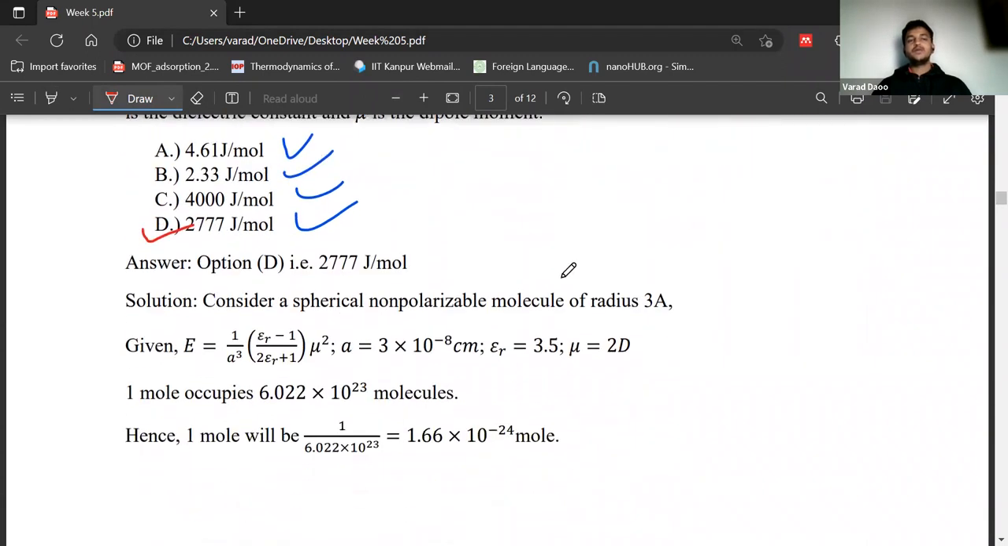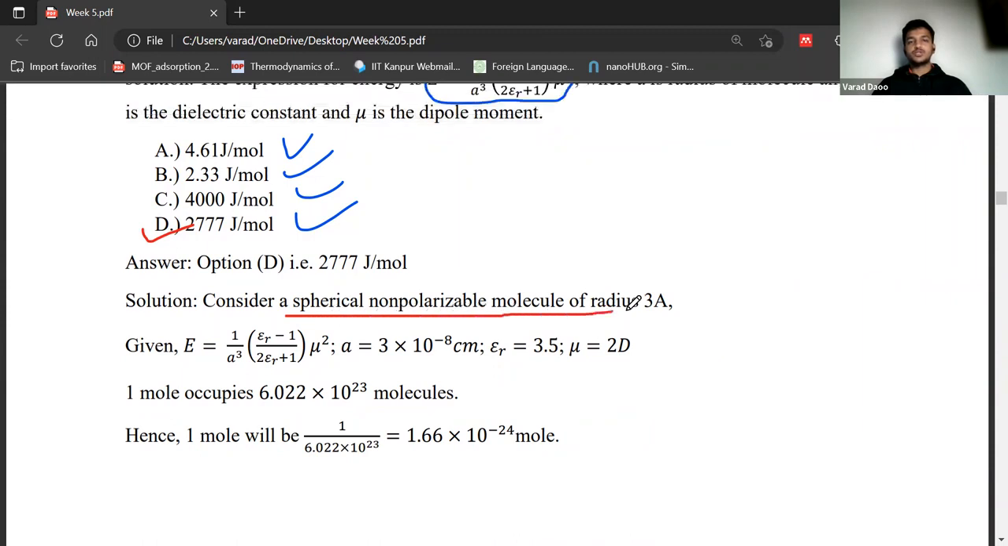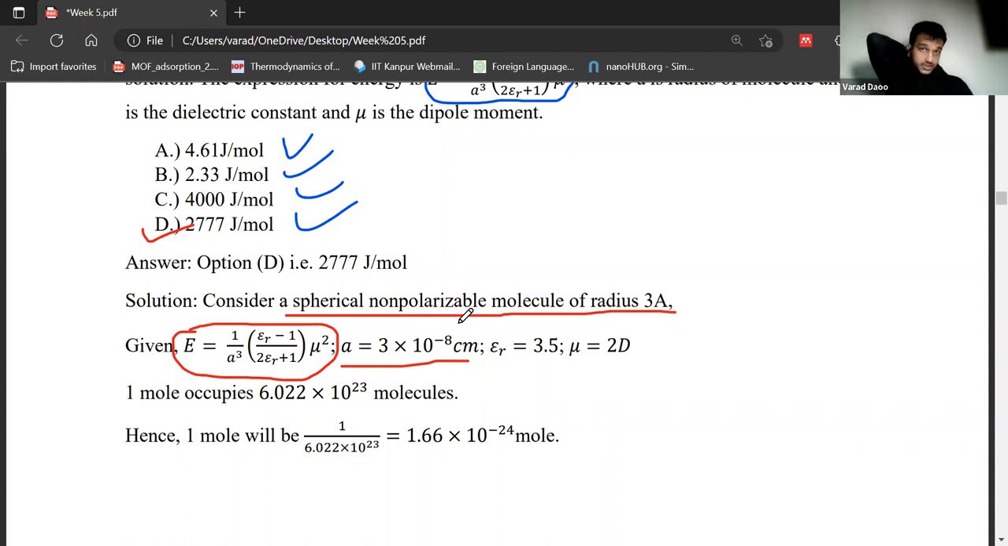It is already given in the question that we have a spherical non-polarizable molecule. This is the expression for calculation of energy. A is the molecular size, which is 3 angstrom. We converted it into centimeters: 1 angstrom is 10 to the power minus 10 meter, which is 10 to the power minus 8 centimeter. Why are we using CGS units? Because the dipole moment has been given in debye. Epsilon r is also given as 3.5 and mu is given as 3 debye.